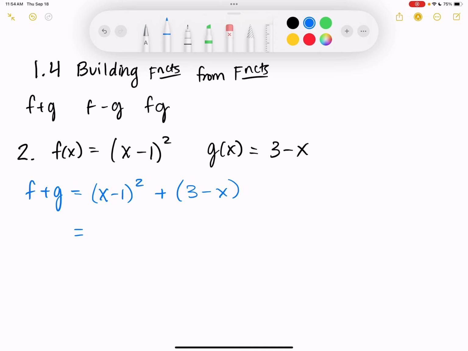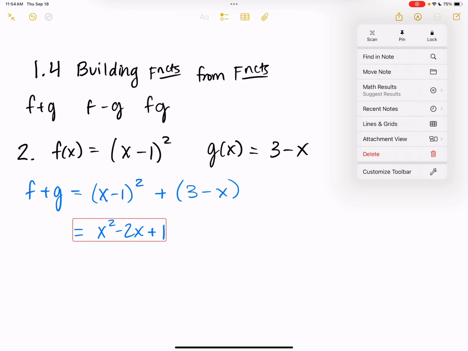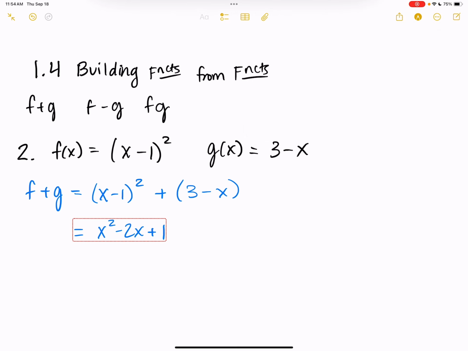All right, so I need to FOIL this. It's a perfect square trinomial, so what does that factor into? X squared minus 2x plus 1. Yep, and then plus 3 minus x.